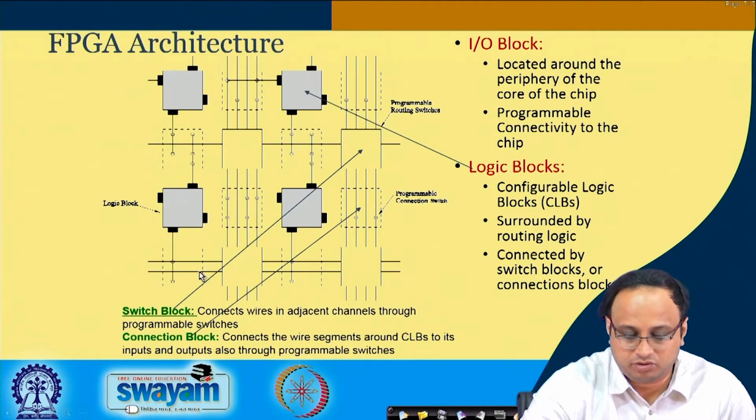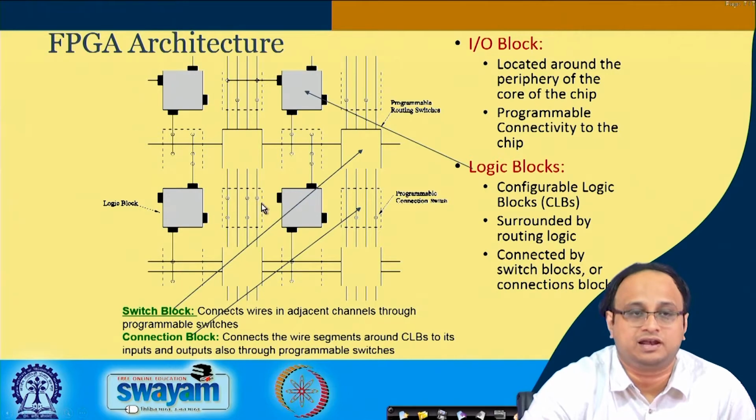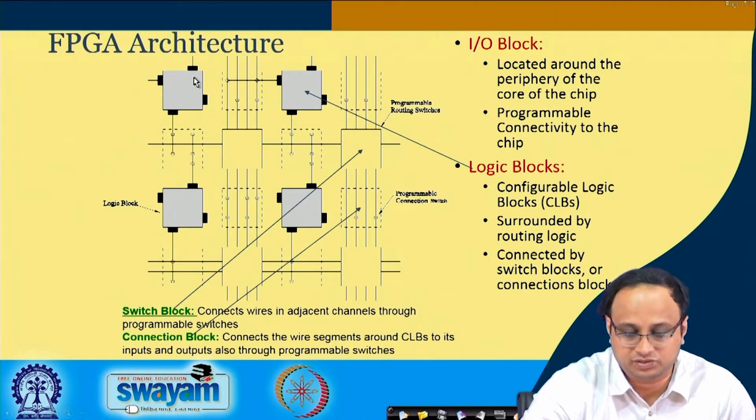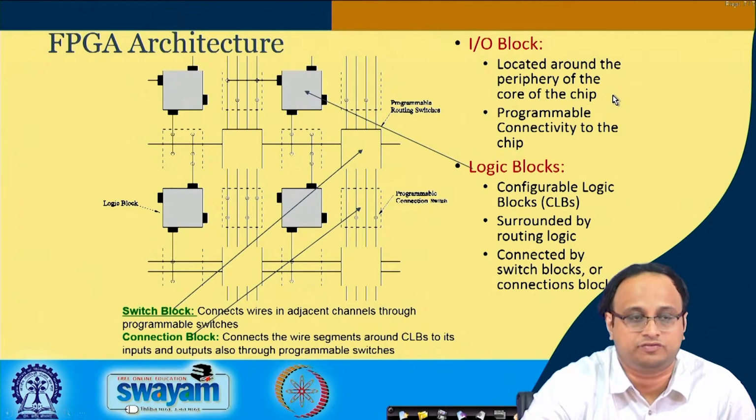So here is a diagram of how an FPGA architecture looks. This architecture is what is called the island architecture. In this architecture, you will see that there are some IO blocks. These input output blocks are located around the periphery of the core of the chip, and the objective of an IO block is just to develop connectivity of the chip. That means the chip communicates with the external world through these IO blocks.